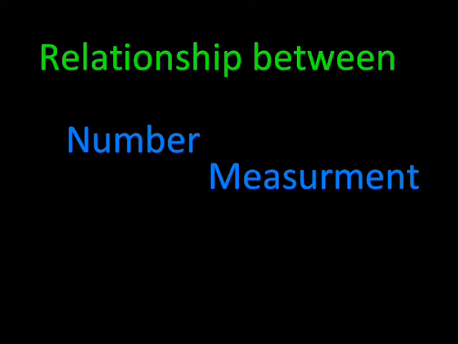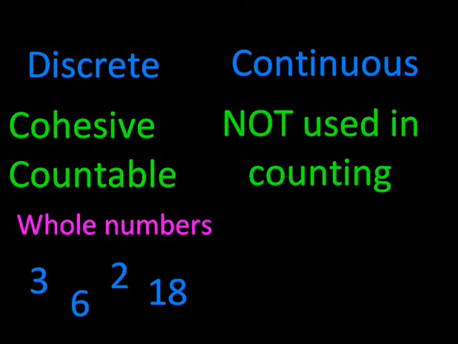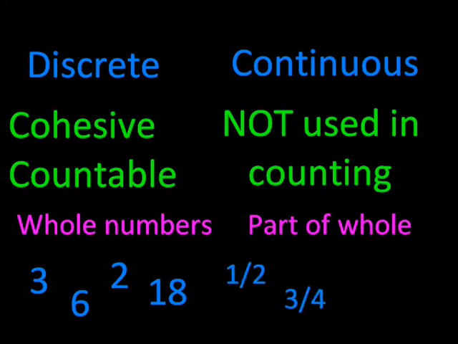The next important concept in linear measurement is the relationship between number and measurement. According to Stephan and Clemens, measuring is related to number in that measuring is simply a case of counting. This is, however, more complicated when the teacher introduces discrete versus continuous units. Lawrence Spector explains that discrete numbers are cohesive and countable. These would be the whole numbers that are being measured: 3, 6, 2, 18. Continuous numbers are the numbers that are not used in counting, but instead essential for measuring. They are always a part of the whole: 1/2, 3/4, 1/4.